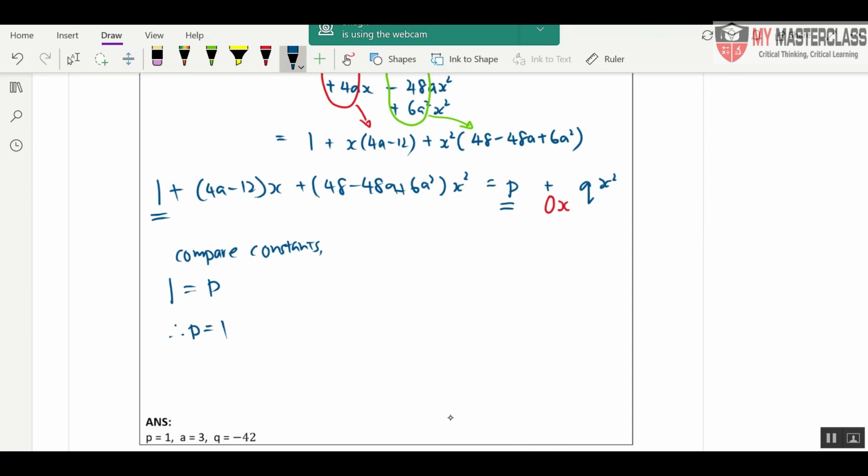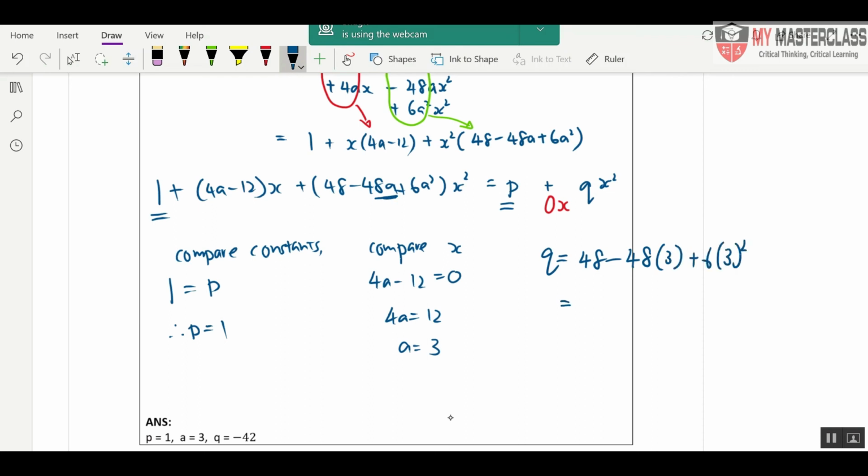Okay? Next, we compare the coefficient of x, which means 4a minus 12 on the left. On the right side, what is the coefficient of x? 0. So 4a equals 12, a equals 3. And once we have a equals 3, we put it into the coefficient of x squared. q is equal to 48 minus 48a plus 6 bracket a squared. So a is 3, I put 3 inside, and this, I will get negative 42.